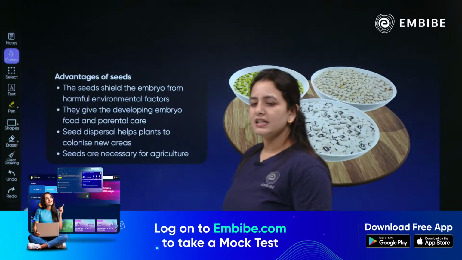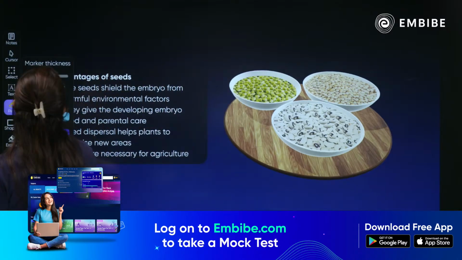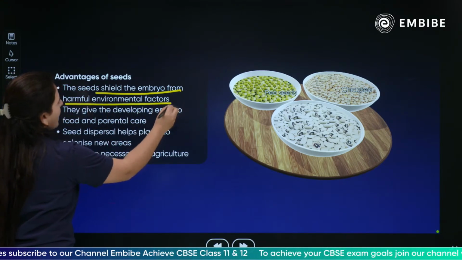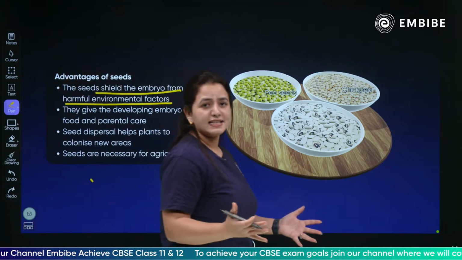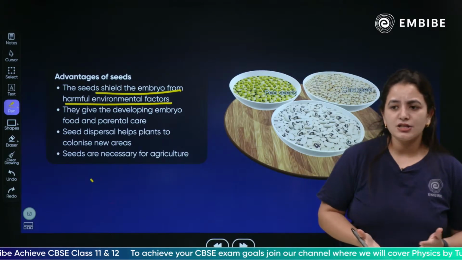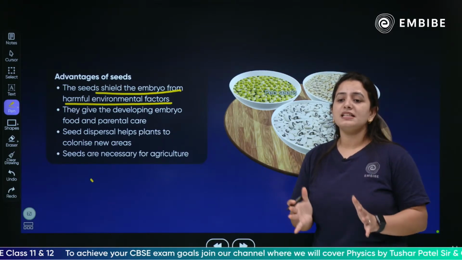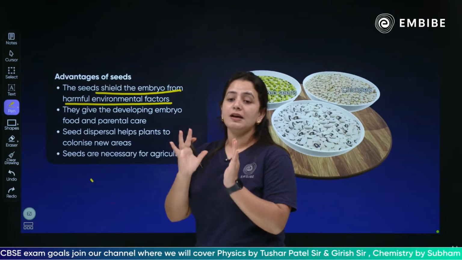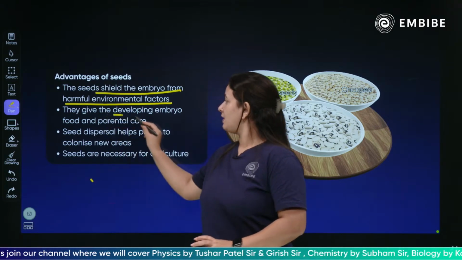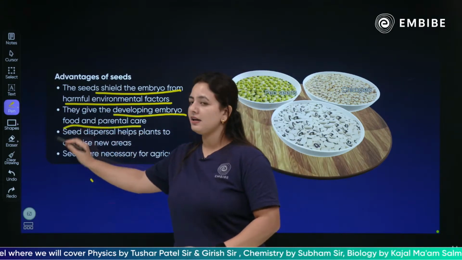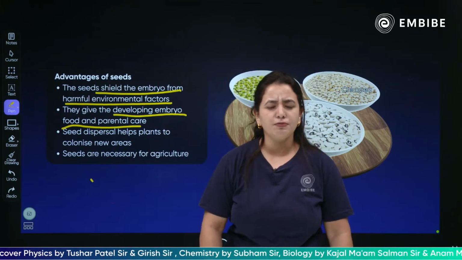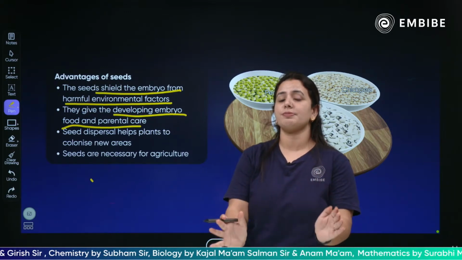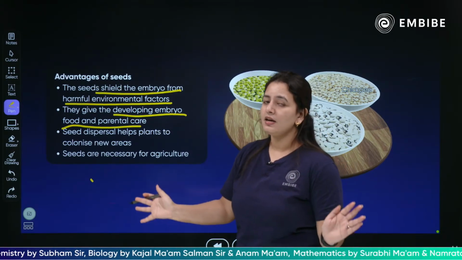So what are the advantages of seed? Talking about the advantages of seed, children, the seed shields the embryo from harmful environmental factors, because the seeds have seed coats. Yes, we have already discussed the seed structure. They have a seed coat which basically protects the embryo, shielding it from the harmful environmental factors. They give the developing embryo food and parental care. Of course, for proper growth and development, it needs a good amount of nourishment, so that a healthy plant can germinate.